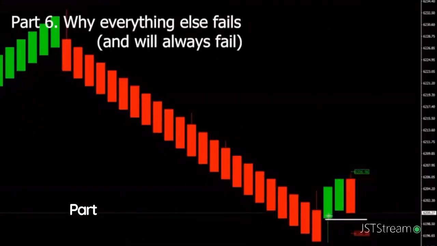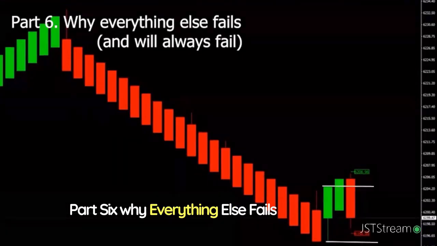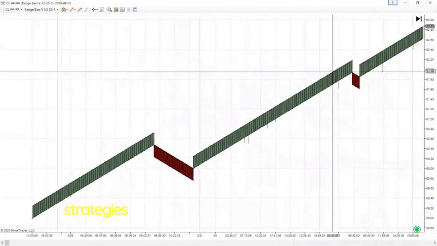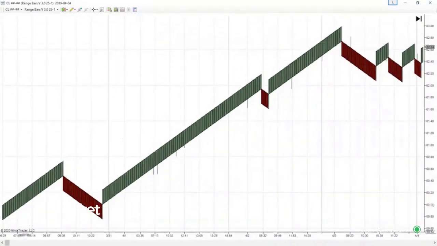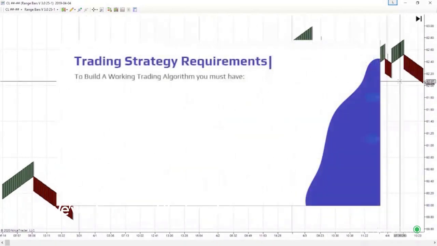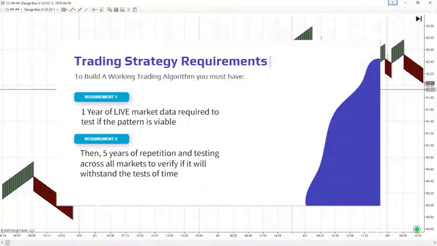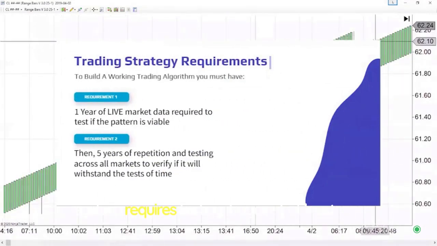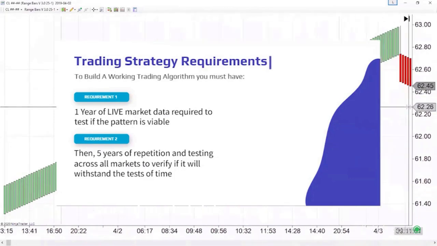Now, Part 6. Why everything else fails. Many trading strategies fail because they are based on limited market data and frequent changes in the approach. We've discovered that verifying the effectiveness of a system requires testing it against at least 5 years of market data across all markets.